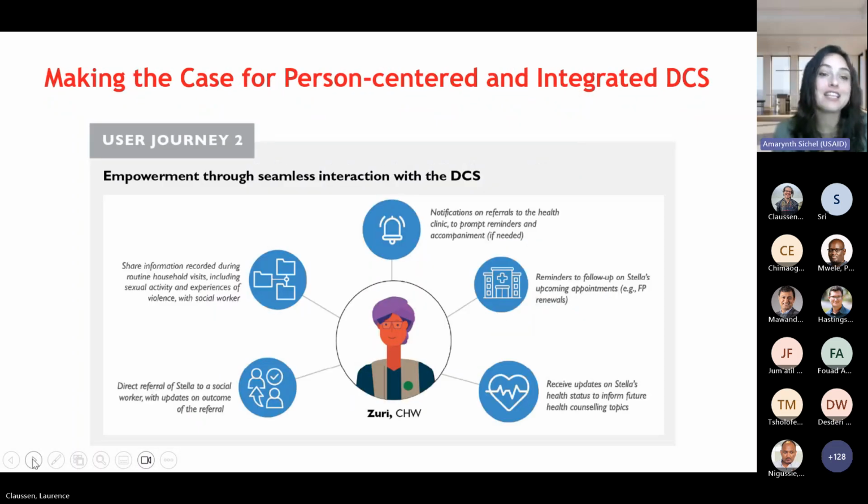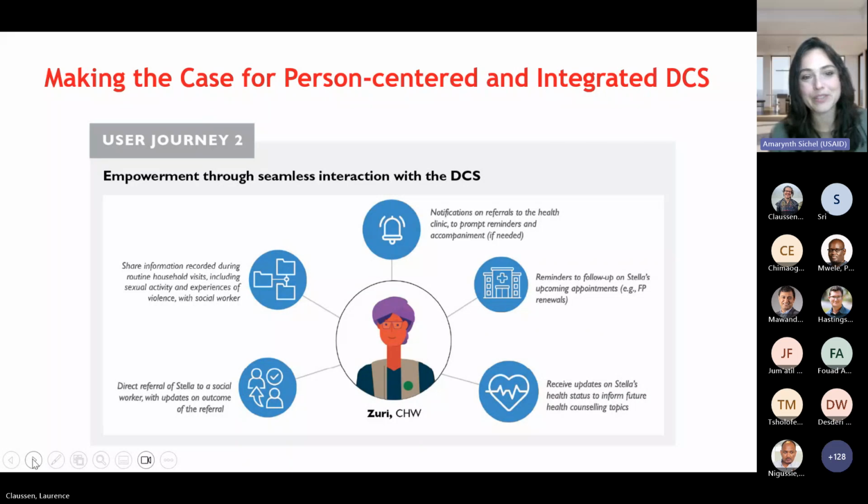The driving thesis for this toolkit is that you can use digital tools to help address those pain points that both service providers as well as clients experience. And you can do this by designing with the user's daily needs and challenges in mind. So this image here represents some of the capabilities that Zuri might be able to gain through using an integrated person-centered digital community system.